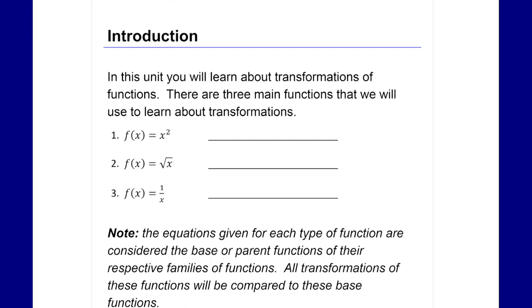So the first one is f(x) = x squared. And this is our quadratic function. So we should be familiar with this one. We've dealt with it a lot in grade 10. We've dealt with it in this course as well. We had a whole unit on the quadratic function. The next one, f(x) = square root of x. This is our radical function, or square root function.